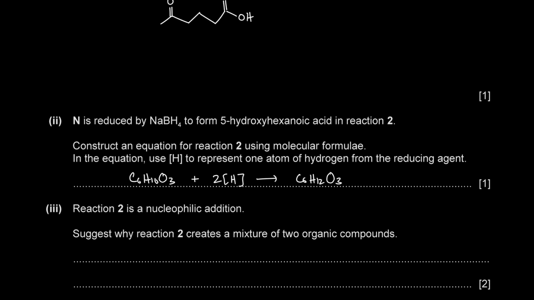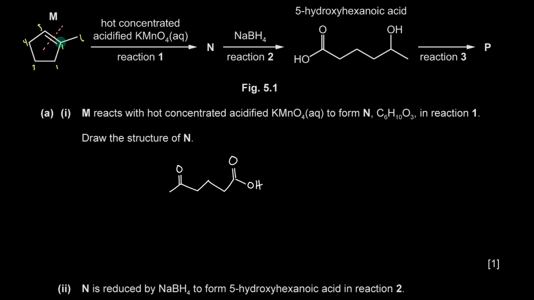Reaction 2 is a nucleophilic addition reaction. Suggest why reaction 2 creates a mixture of organic compounds. So the mechanism for this reduction is a nucleophilic addition mechanism. The question is asking, why do we get two different compounds as our products? Over here, the ketone is undergoing nucleophilic addition to form the secondary alcohol. And the product has a chiral center, right? This carbon is bonded to a methyl, an OH, this entire group, and a hydrogen that's not shown. So it's bonded to four different atoms or groups of atoms.